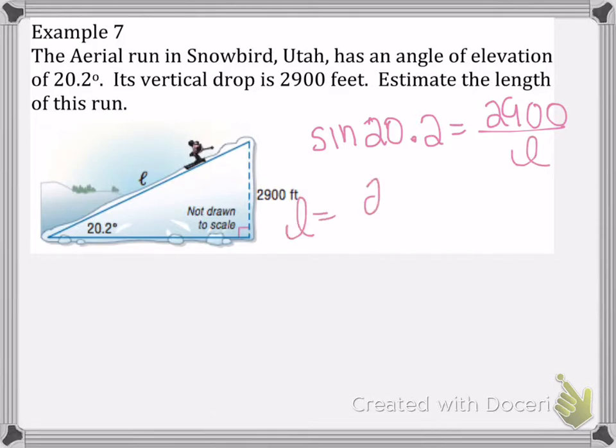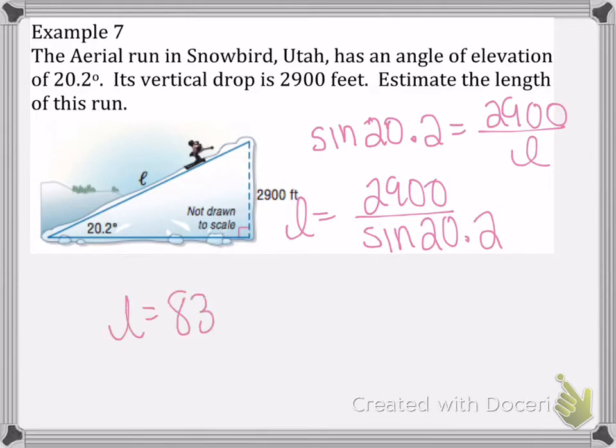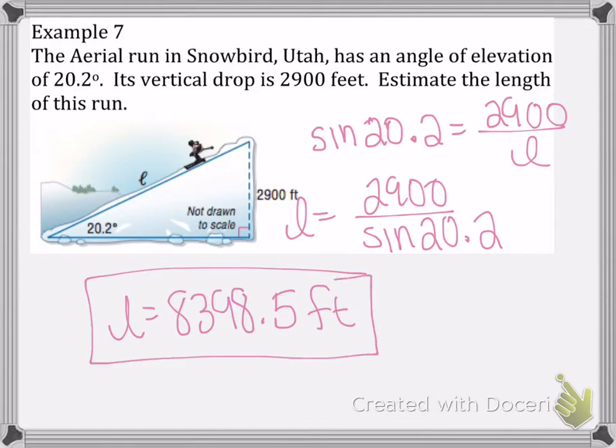So my L would be 2,900 divided by the sine of 20.2. So my length would be 8398.5 feet. So you could estimate that to be 8,400 feet. That would be a good estimate.